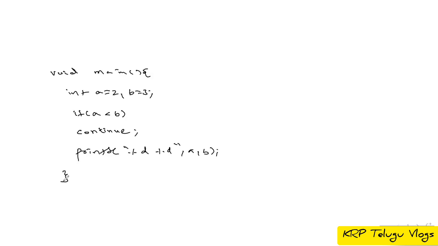Read out the statement. What is the statement I have given? Continue should be used only inside loops. We should not use continue outside the loops. So what will happen now? Compilation error. This will throw a compilation error.